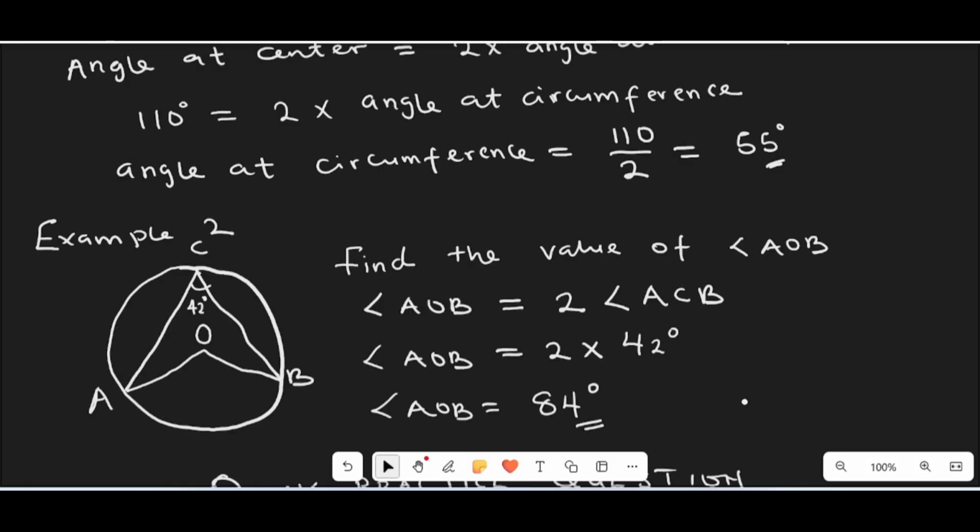So that's the angle at the center theorem, one of the most powerful circle theorems you'll ever use. Always remember, angle at center equals 2 times angle at circumference. In the next video, we explore another circle theorem and build on this knowledge.